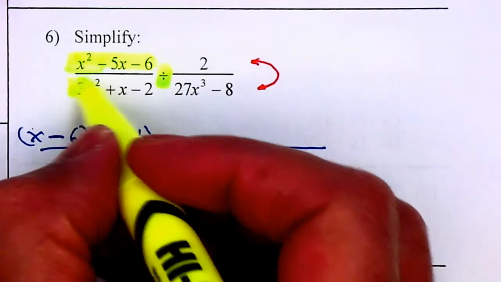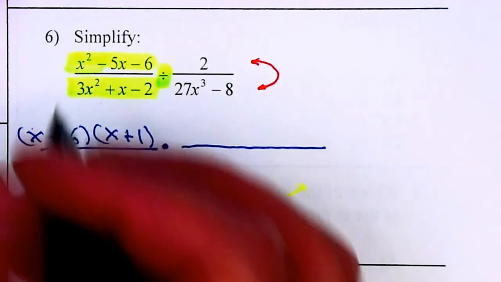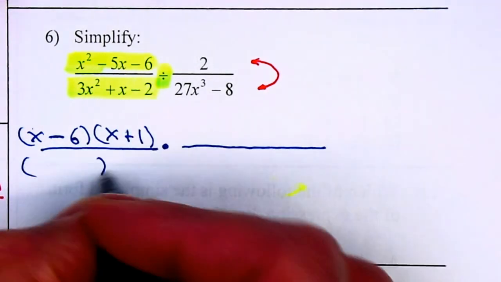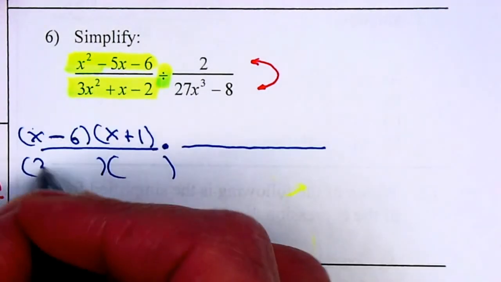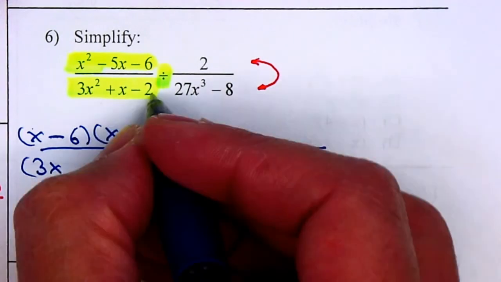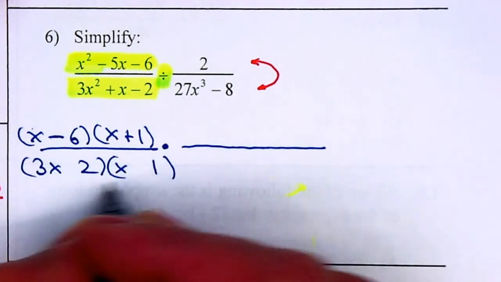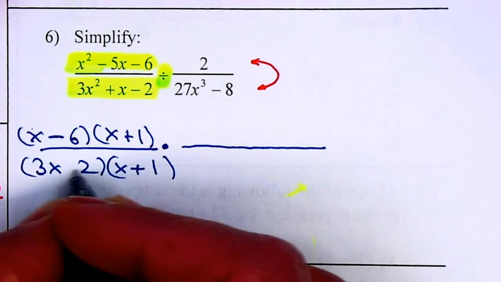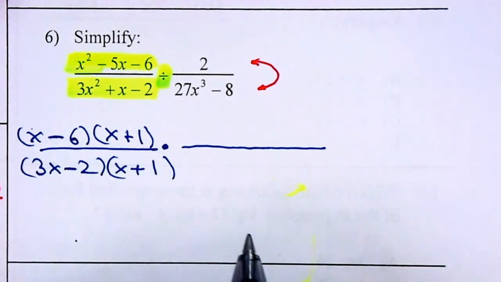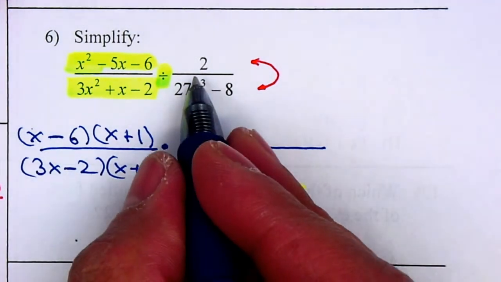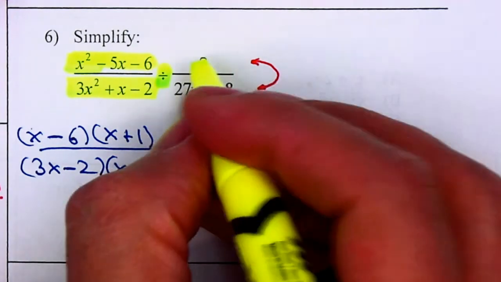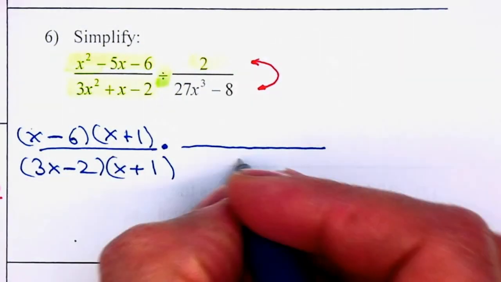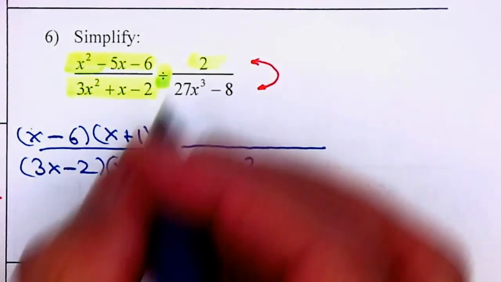I'm going to factor my denominator. Nothing to factor out. Double parenthesis. Factors of 3x squared will give me 3x and x. Factors of 2 will be 2 and 1, positive and negative. I'm going to take the reciprocal. First, this will go on my denominator. So it'll be a 2.